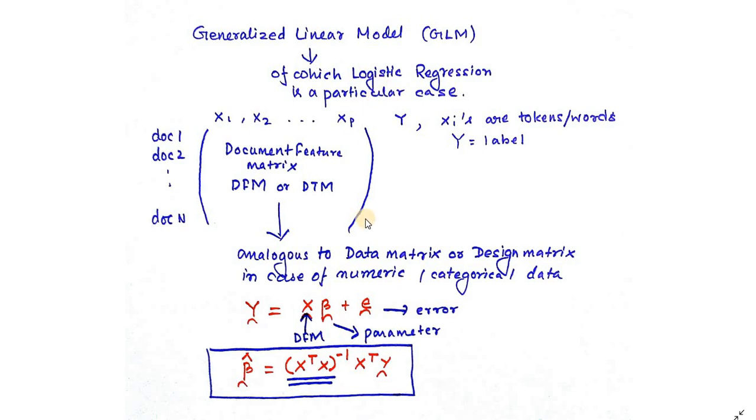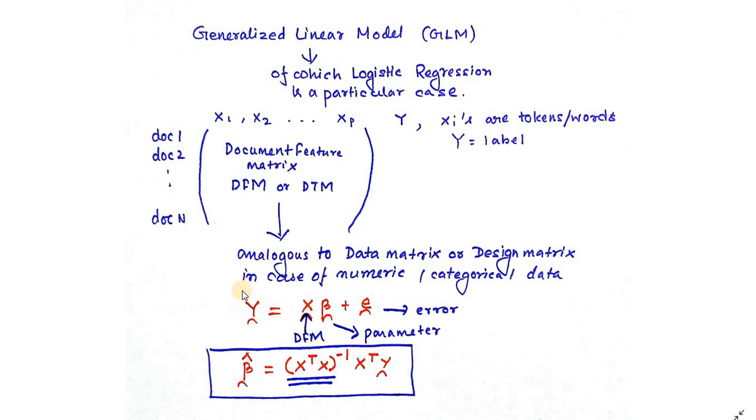The logistic regression model, or for that matter, if I call it a linear regression model, the equation is of the form y equals x beta plus epsilon, right, where x is the document feature matrix in this case, beta is the parameter to be estimated, and epsilon is obviously the error. And if we do a generalized linear model, then instead of having y here, we will have some function of y here, right?